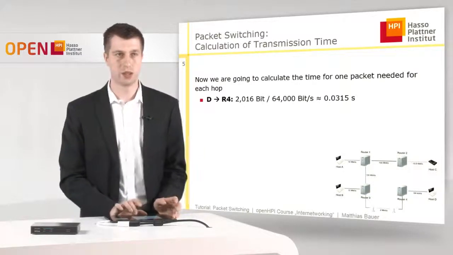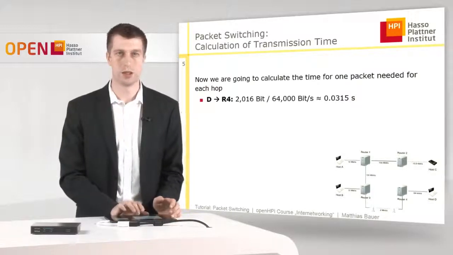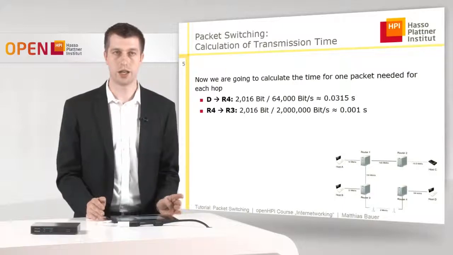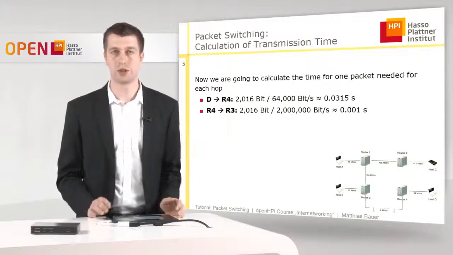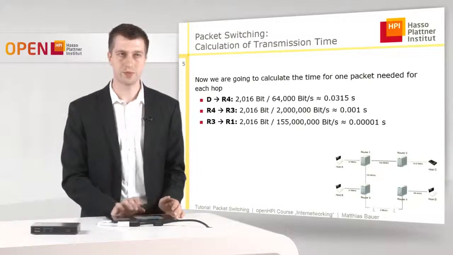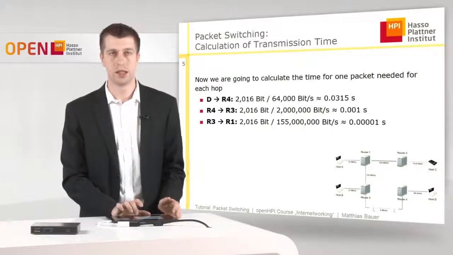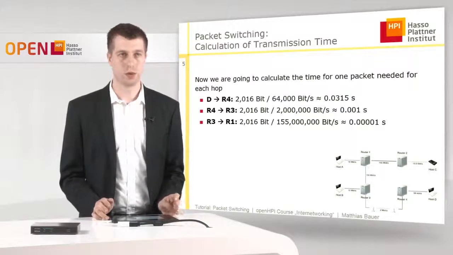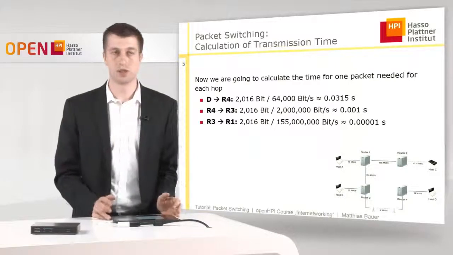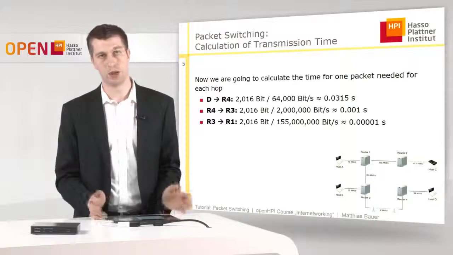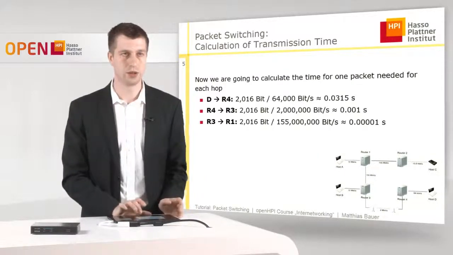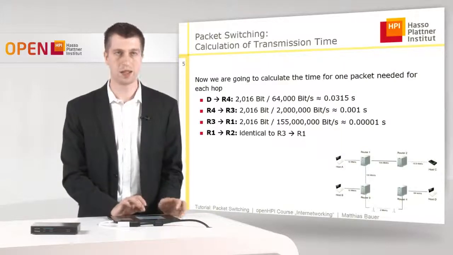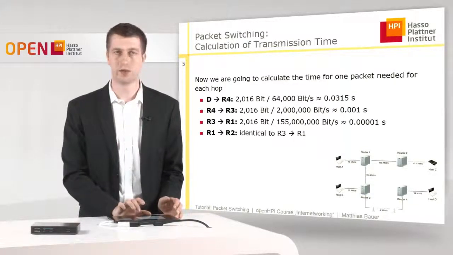With the next hops, we do exactly the same, just with the correct numbers. So from router 4 to router 3, we have a 2 megabit per second connection. So this leads to something like 0.001 seconds needed for this hop. Between router 3 and router 1 we have 155 megabits per second. This leads to a duration of 0.00001 seconds roundabout. This is not the exact value. So the connection speed between router 1 and router 2 is exactly the same, so we just can take the same value.